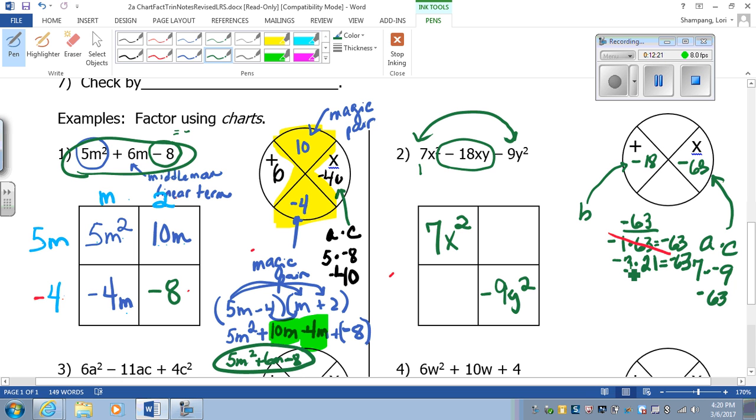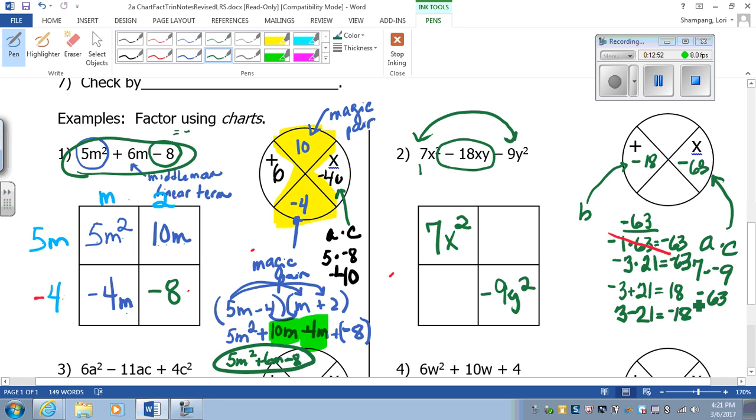What about negative 18? If I add negative 3 plus 21, I get positive 18. But I can easily make that negative 18 just by changing the signs of these two add-ins. So if I said 3 minus 21, then I would get negative 18. So I know now that my two numbers that are going to form my magic pair are going to be 3 and negative 21.